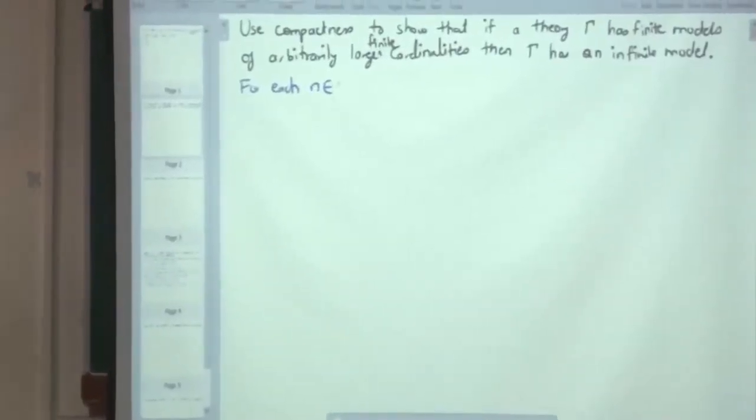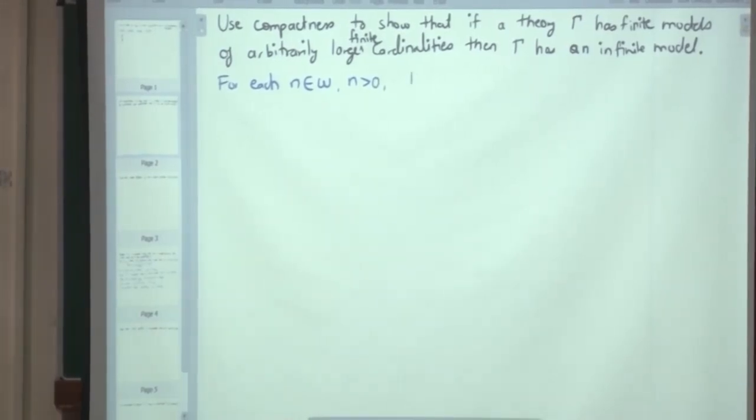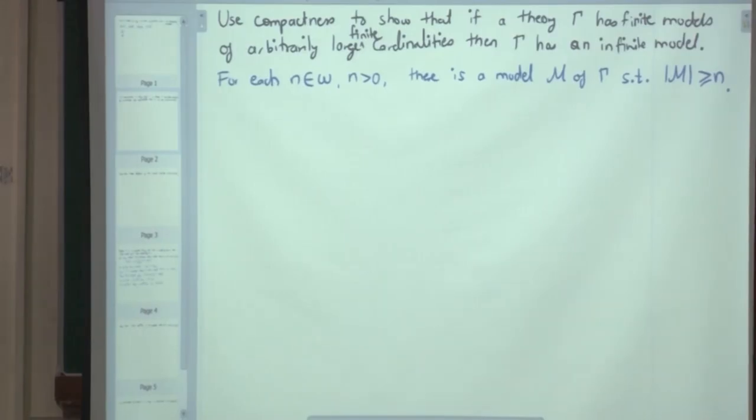So, for each n in omega, n bigger than 0, there is a model M of gamma such that cardinality of M is bigger equal n. This is what the hypothesis means. It does not mean that for every cardinality there is a model. Yeah, that is wrong.